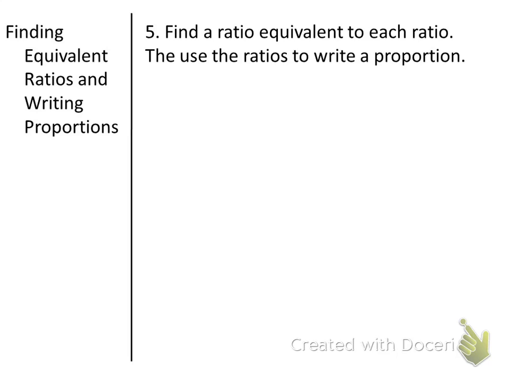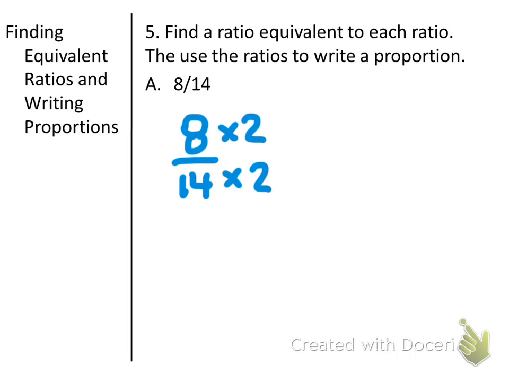On the next question, we're finding equivalent ratios and writing proportions. So for letter A, write down 8/14. The easiest way to find an equivalent ratio for 8/14 is simply to multiply. So if I multiply both the numerator and denominator by 2, I will get a number that will be equivalent. So 8 times 2 is 16, 14 times 2 is 28. Are they equivalent? Yes. You could also do this by multiplying by 3, 4, 5, whatever number you desire.